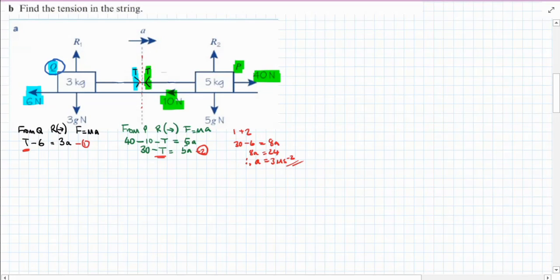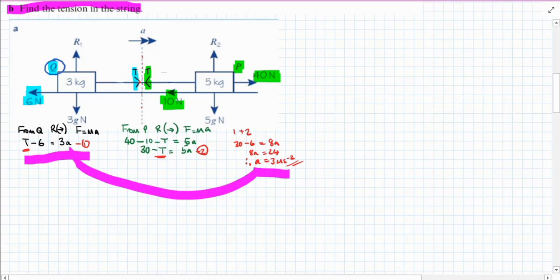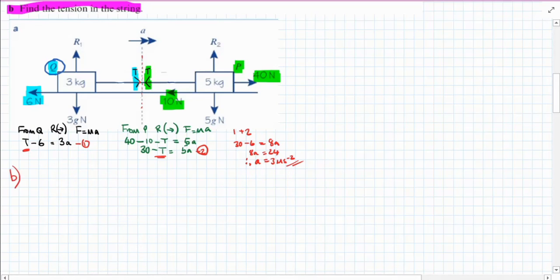For part B, we're asked to find the tension in the string. Well, here's an equation with tension in, which we've already done. We know what the value of a is, so we just put the value of a into here and then solve it. So for part B, job done. Now let's go back and just review some stuff.